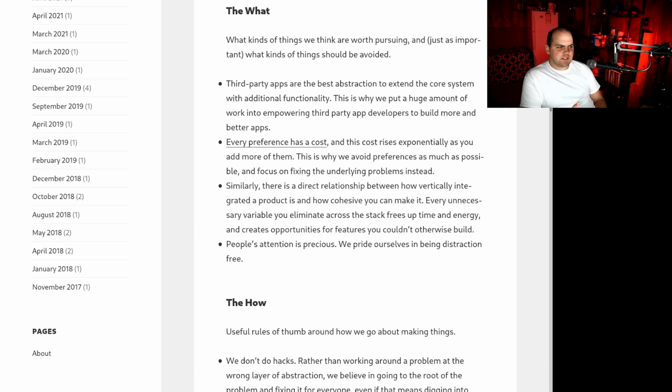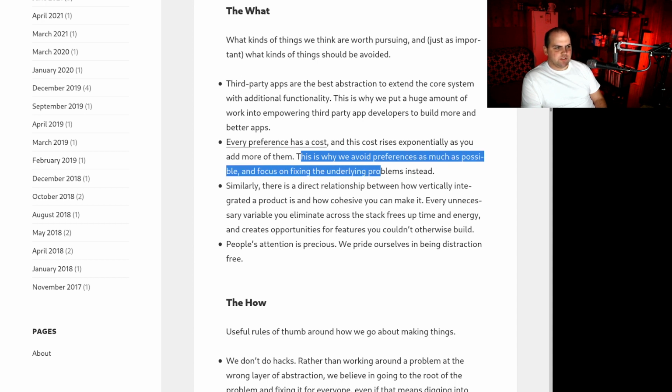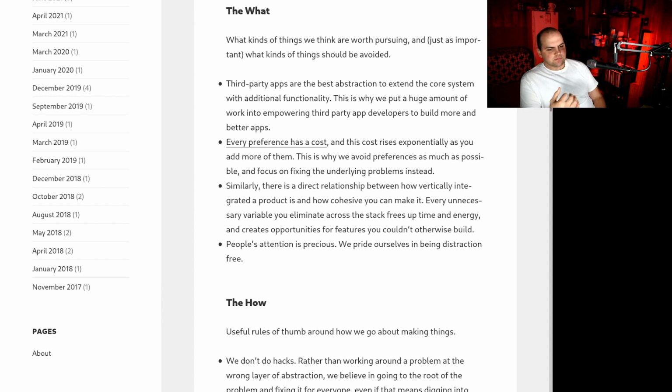But it's the next sentence that really bugs me. This is why we avoid preferences as much as possible and fix on focusing the underlying problems instead. Okay. So, a preference is basically just an if-else statement. Let's just think of it that way. Just a toggle. If the user wants this, let's do this. If not, this.